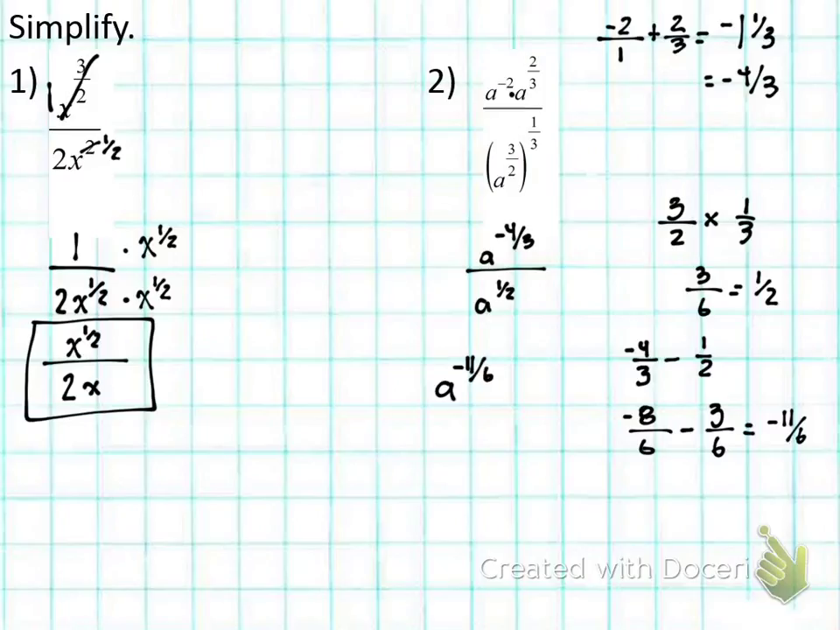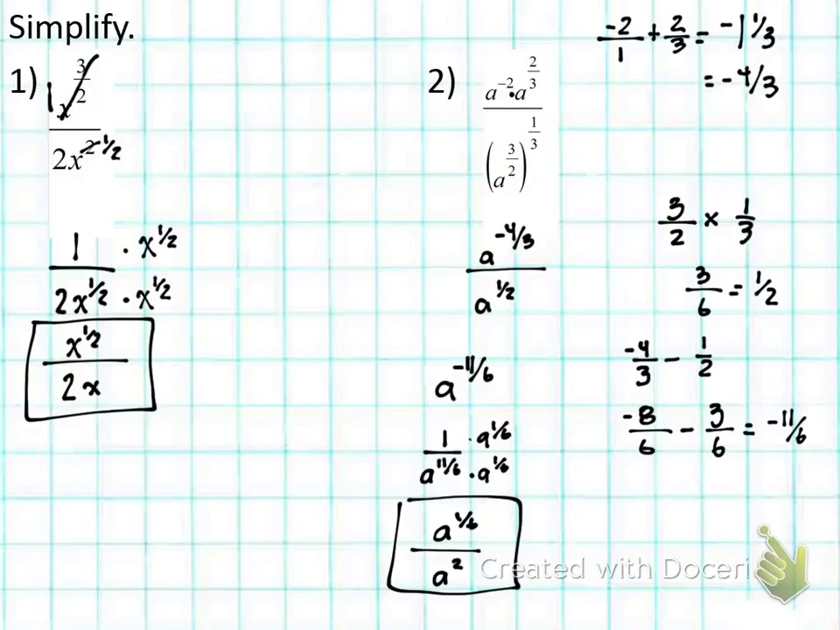If that's the case, then that's really equal to 1 over a to the 11 sixths. And 11 sixths is like saying 1 and 5/6. So what's the next whole number? It's going to be 2. So I need to add 1/6 to both. So I'm going to multiply a to the 1/6 times a to the 1/6. So we get a to the 1/6 over a squared. And that's your answer.